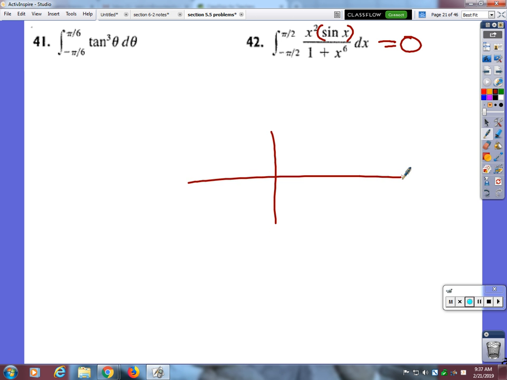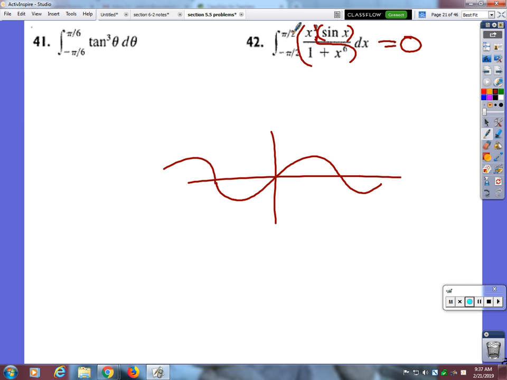Because if you think about the graph of the sine function, it's symmetric through the origin. Odd means you take the graph and flip it over here and you get the same thing. The rest of this stuff is all even, so an odd times an even is an odd. Because you're going from negative pi over 2 to pi over 2, you have the same amount below that's above, so it's going to be 0.